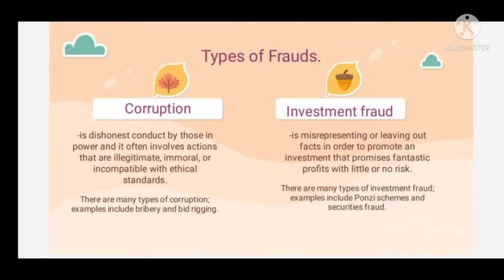Examples of corruption are bribery and bid rigging. Next is investment fraud. Investment fraud is misrepresenting or leaving out facts in order to promote an investment that promises fantastic profit with little or no risk. Examples of investment fraud are Ponzi scheme and security fraud.